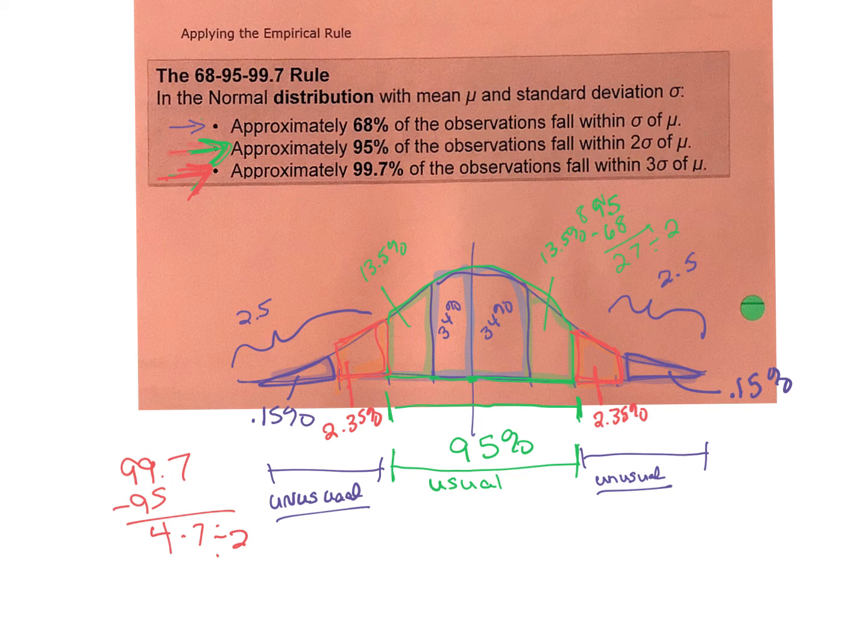So besides these numbers of 68, 95, 99.7 that you need to memorize, you also need to memorize these slices, what I refer to as the slices. You need to memorize the 34, the 13.5, the 2.35, and that 0.15. Okay? All right, questions?